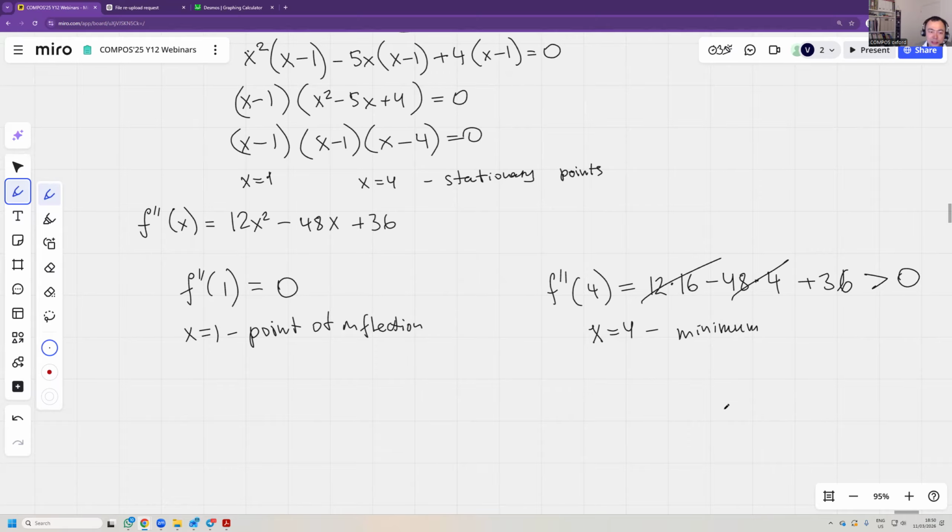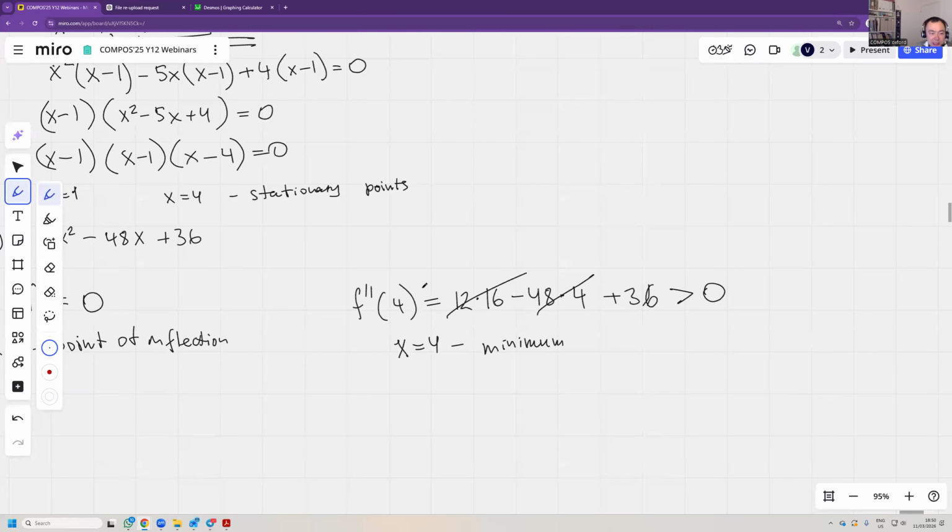Minimum point. How do I know it's a minimum? Well, because the second derivative is positive, that means it's a convex function. And if a convex function has a stationary point, that means it is a minimum. So the second derivative is positive, and the first derivative is 0.